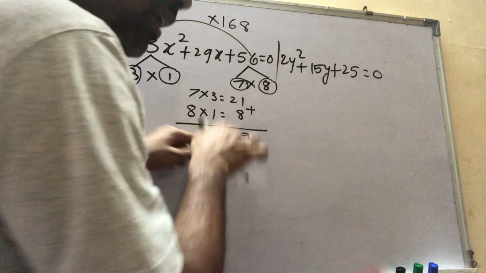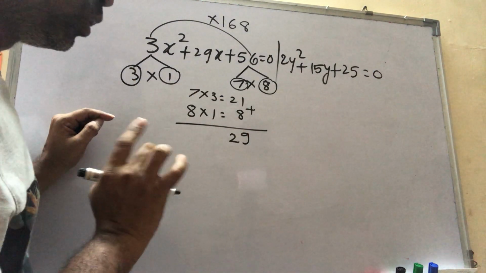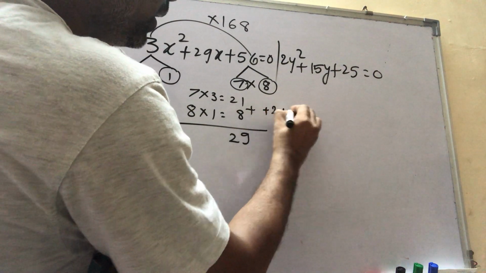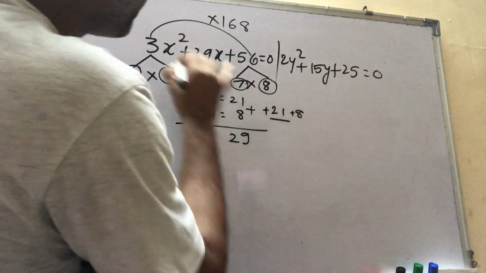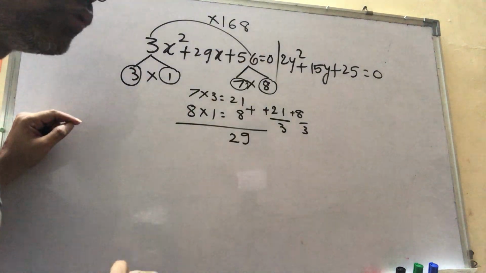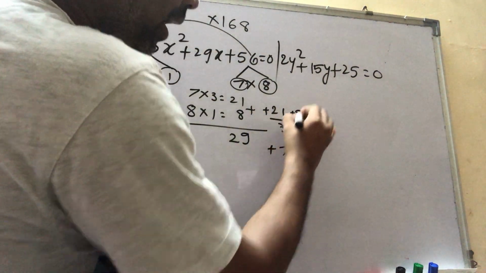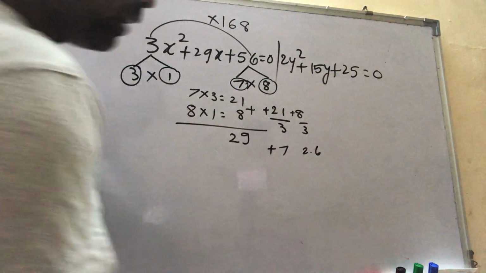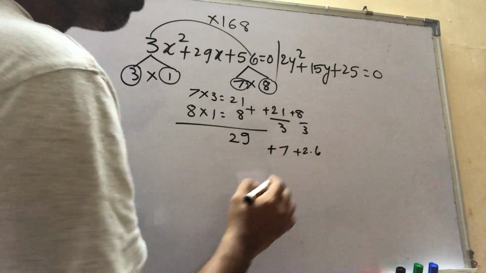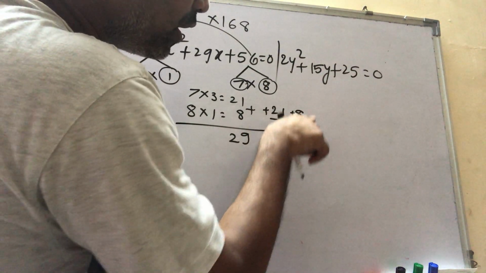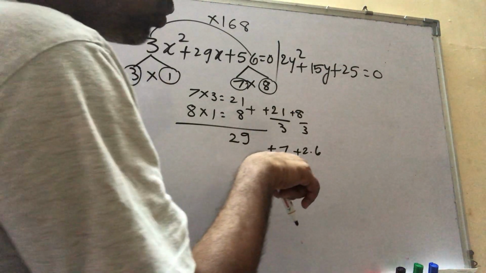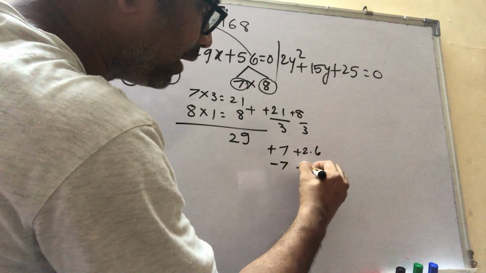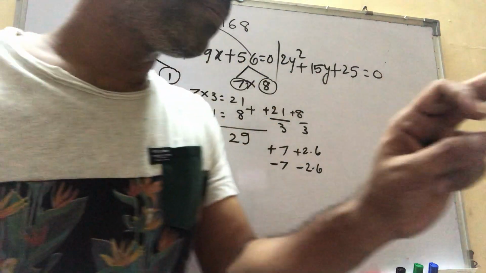So here my factors are 21 and 8. So 21 plus 21 and plus 8. So divide by 3 and divide by 3. So what you will get here when you divide is plus 7, and here you will get 2.6. So plus 7 and plus 2.6, because 3 twos are 6. So when you take it to the other side, this will become minus 7 and minus 2.6. Is this clear, everyone?